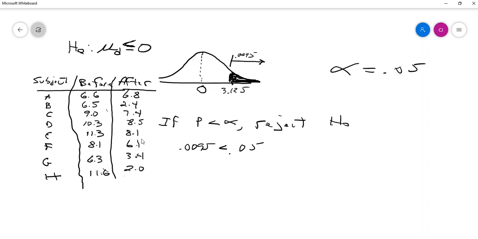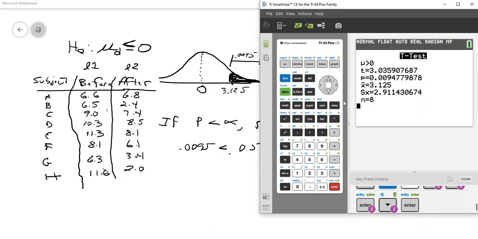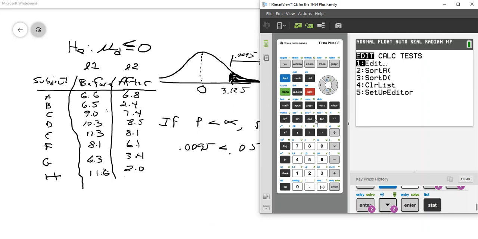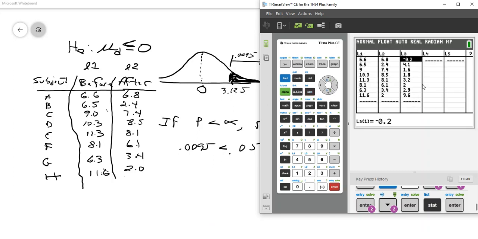You'll be given a table, and you'll have to put in L1, before, and L2, and then you'll go in and do L3 as L1 minus L2, and you'll get your differences in there. So let's go to stat and edit and see. Yeah, there's our data. So you'll type these in, and then you'll do test number 2, the one mean t-test.